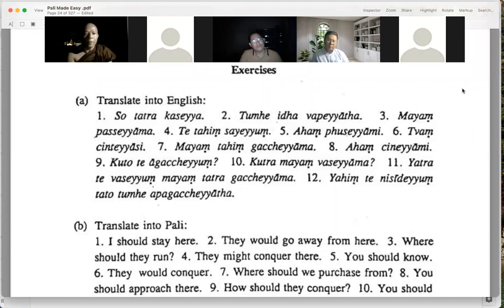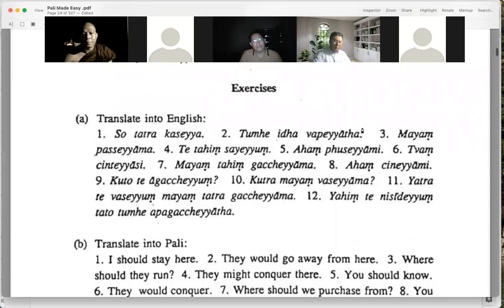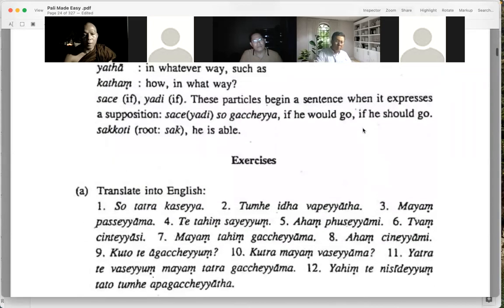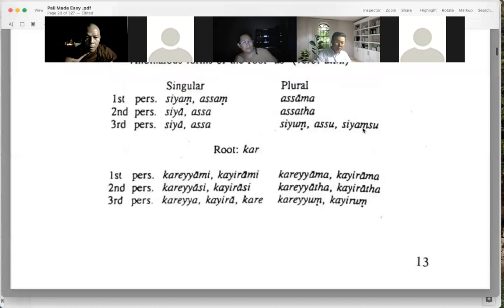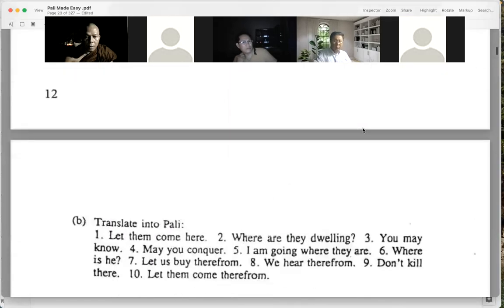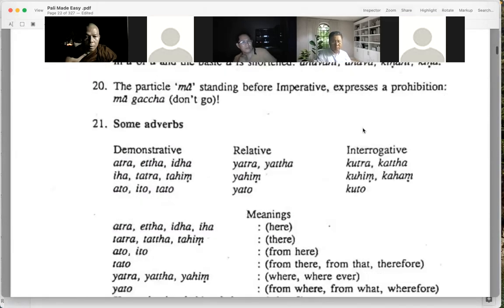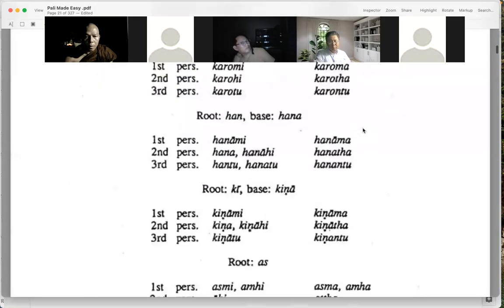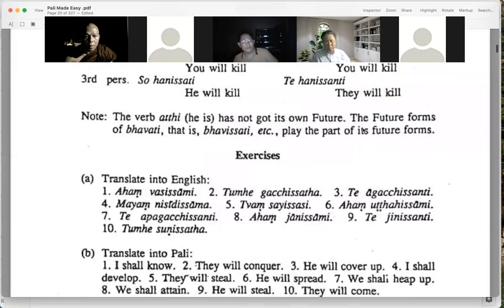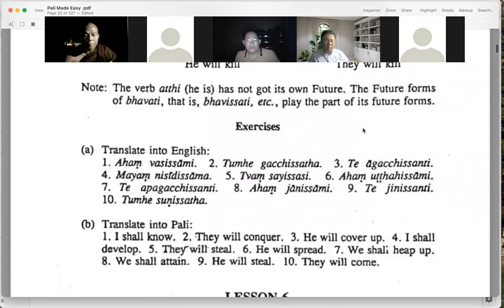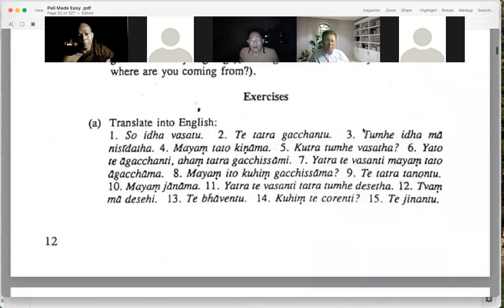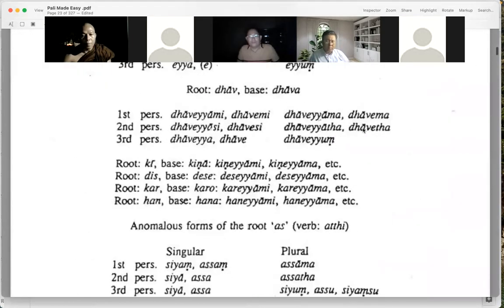So translate into English. So dadara kasiya. So dadara kasiya. Kasiya, maybe. So we haven't seen it. Maybe a new verb.